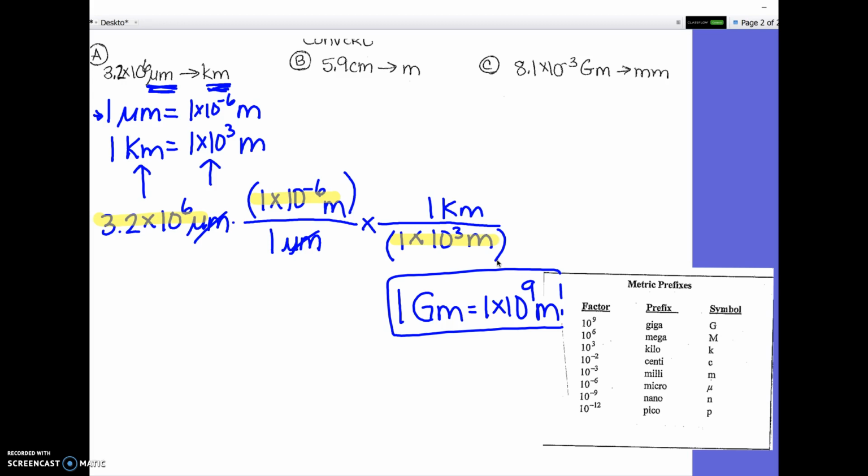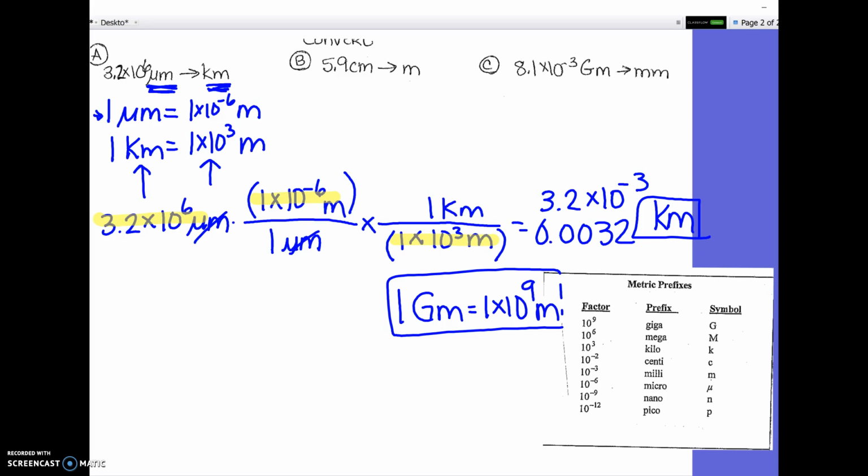All right, so if you multiply that out, you multiply and then divide, your final answer is going to be 3.2 times 10 to the negative 3, or 0.0032. Either of these would be acceptable. And don't forget your units, we were converting to kilometers.